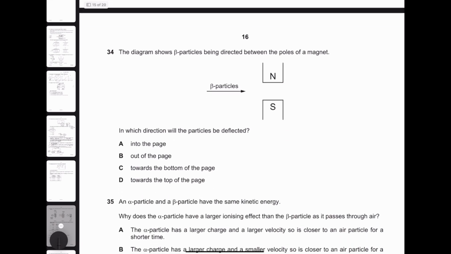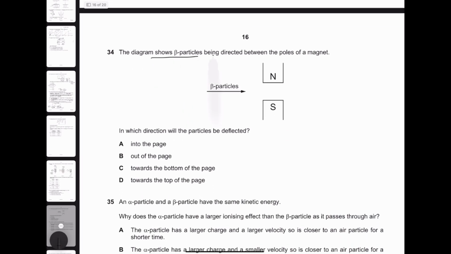Next question. The diagram shows beta particles being directed towards the poles of a magnet. In which direction will the beta particles be deflected? Now, it's a very simple question. I'll explain what you need to do here. You will have to use your Fleming's left hand rule, and your middle finger is the direction of current, right? Middle finger is the direction of current.